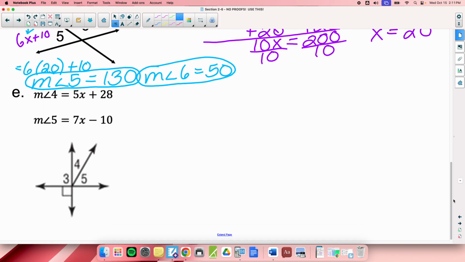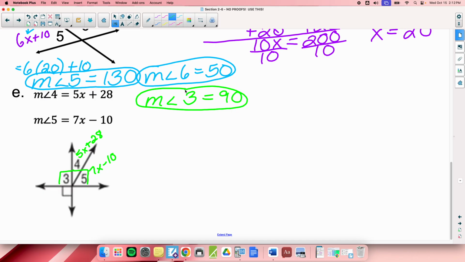All right, so let's look here. Now this one says angle 4 right here is 5x plus 28, and this angle is 7x minus 10. Now we also have to find angle 3. What do you guys think angle 3 would be? Do you get that it would be 90? Like this is 90 degrees as well as that is. So one of our answers here is just angle 3 equals 90, okay?